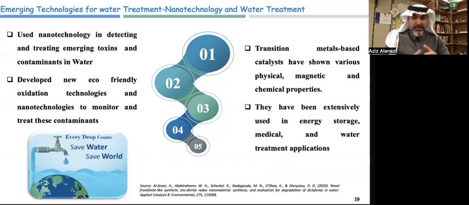So we use a transition metal-based catalyst, which has physical, chemical and magnetic properties. The catalyst we developed has magnetic properties, so after we degrade our emerging contaminants, we will be able to collect it back and reuse it again.